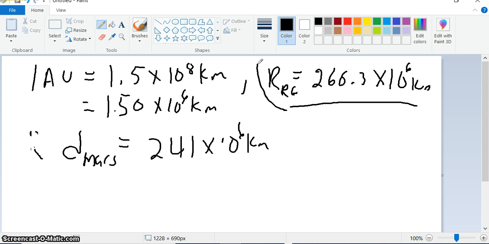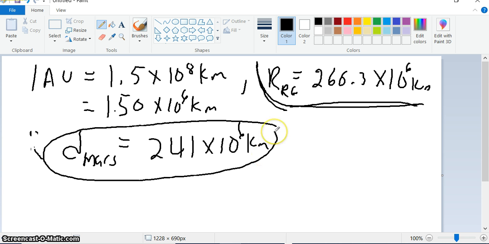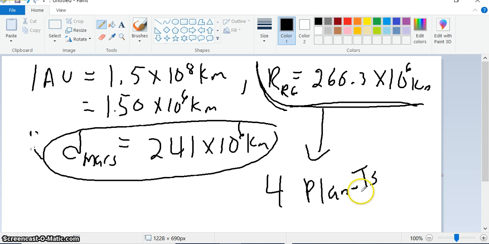So the answer to the second part: the radius of the red giant is 260.3 million kilometers, and the fact that it extends out beyond the orbit of Mars means that this red giant would encompass 4 planets. That's an E. Okay, so that's our first problem.